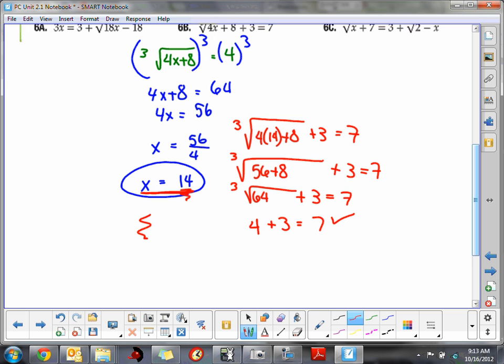So our solution set, although I didn't write it as a set last time, is 14. And you can always put it in brackets to represent the set of solutions.